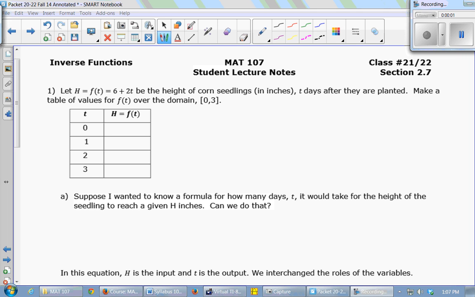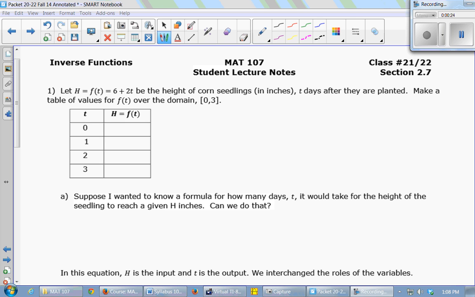All right, so we're going to consider a function, the height function, as a function of time. H is going to be a function of time, and it's equal to 6 plus 2t. It's the height of a corn seedling measured in inches, t days after we plant it. So we're going to make a table of values for f of t over the domain from 0 to 3.